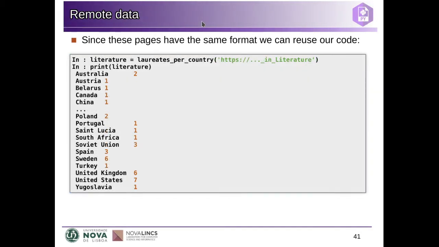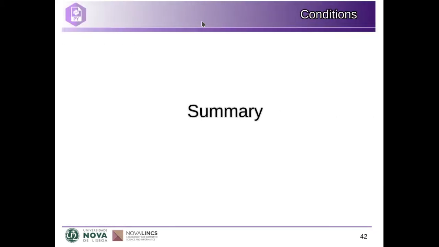So basically, since the page structure is the same and we wrote our code in a way to use just that structure, in a more generic way, we can now use the same code for any page with this structure for the Nobel Prize winners.